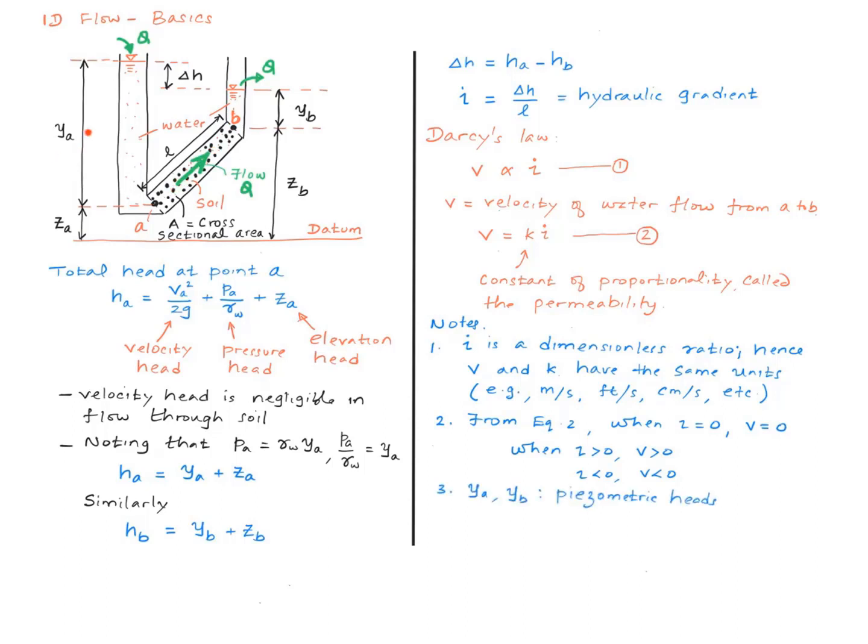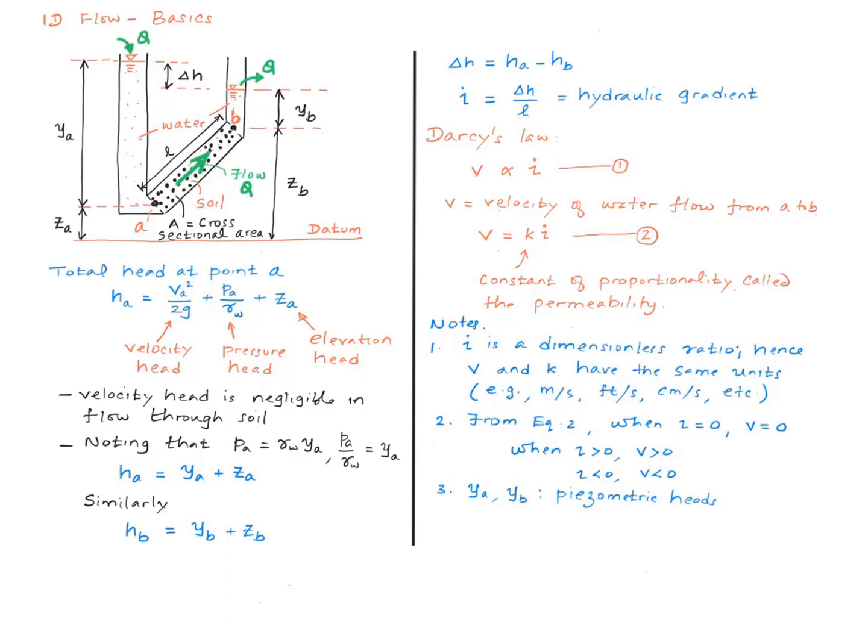Here yA and yB are referred to as piezometric heads. And if you want to find these in the field, for example, all you have to do is to go and insert thin tubes at these points, and then the water will rise through a distance equal to the piezometric head. Like, for example, at point A, if you insert a tube, water is going to rise up to this level right there.